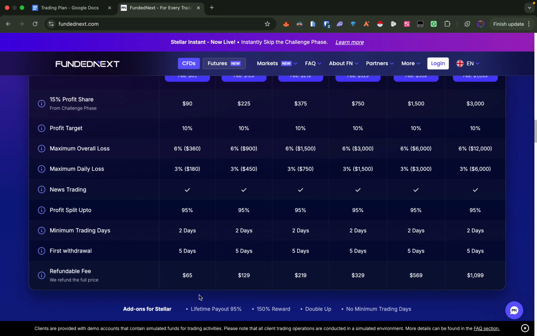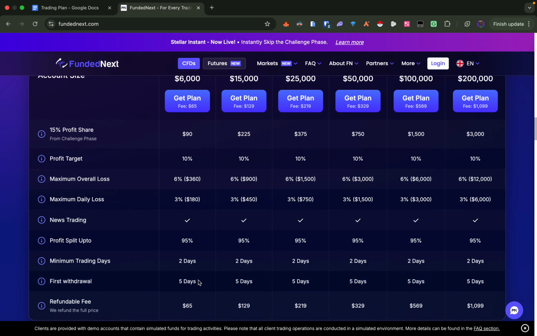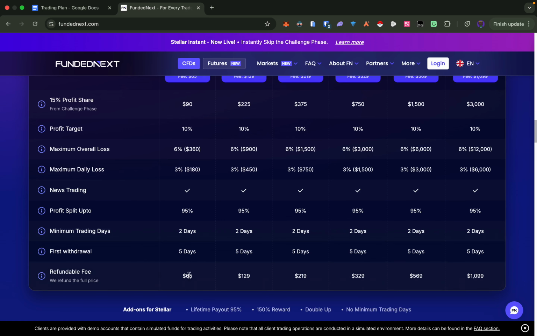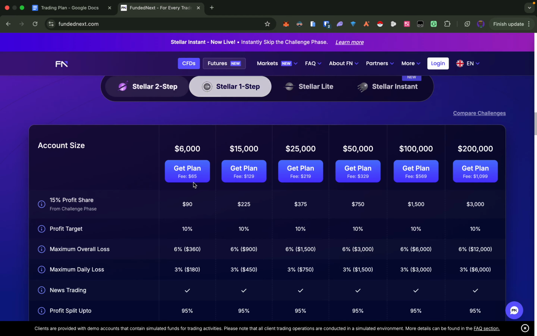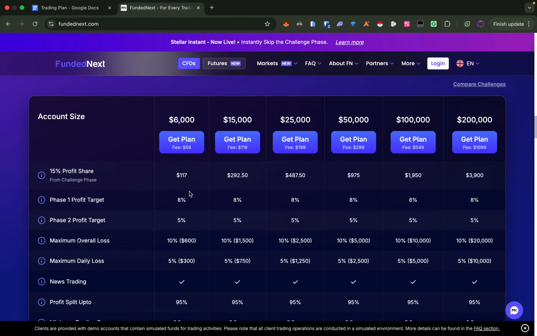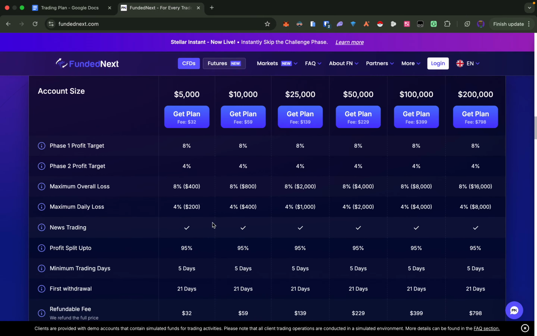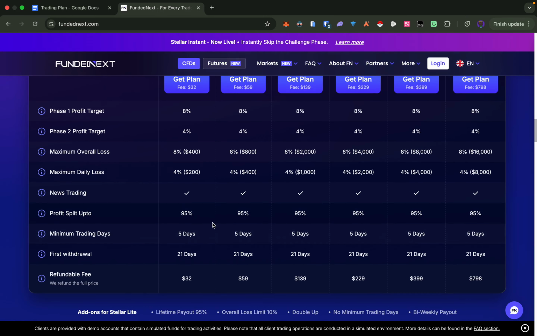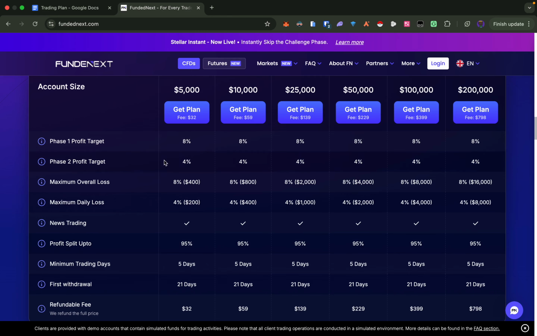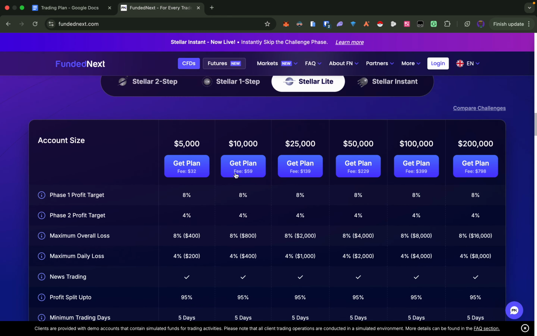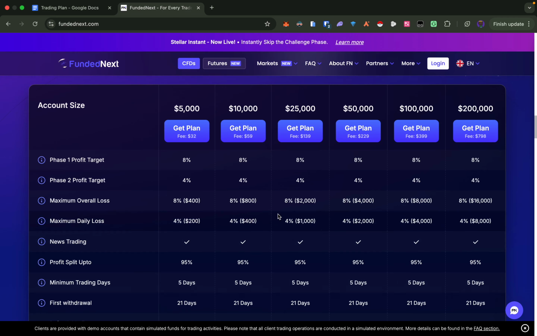And then after you pass the challenge and you get the real account, and you make 10% on the real account, $600, they give you back the money you used to buy the account, right? You withdraw every 5 days. On the other one, the Stellar two step, you withdraw every 21 days. So I like this Stellar one step. There's also Stellar Lite. I don't use Stellar Lite. The rules are too strict. $200 per day, profit target, phase one, phase two. Nah. But it's cheap, $32. 21 days. I don't want.